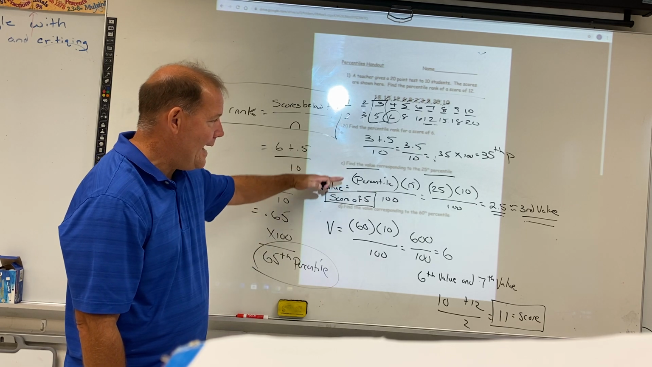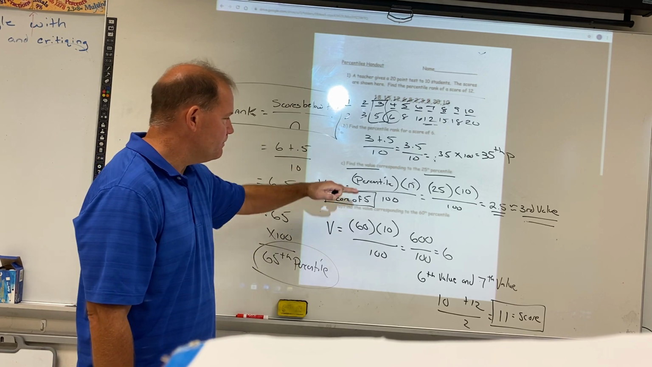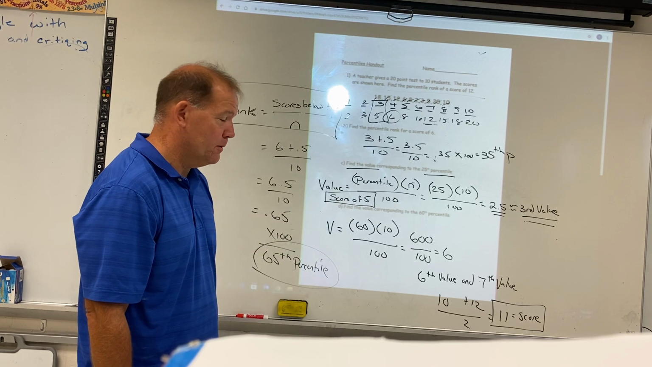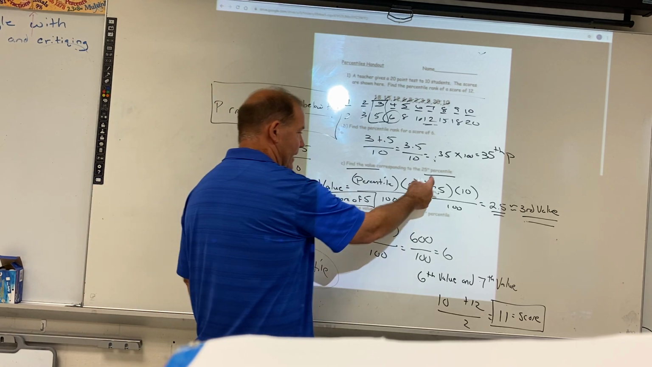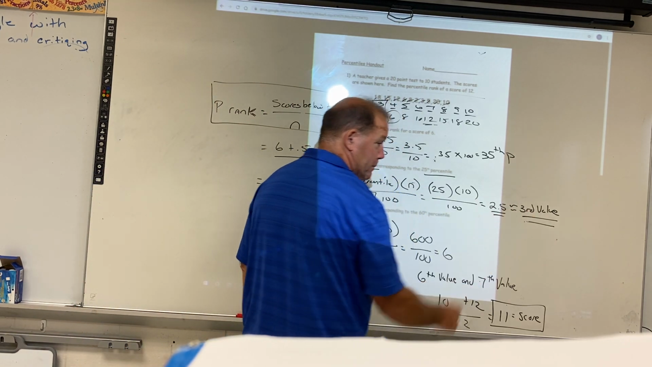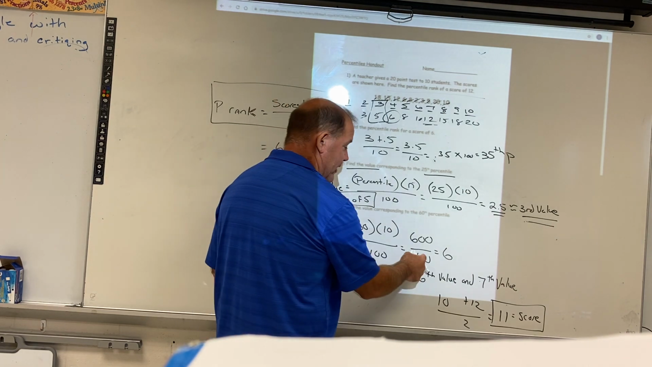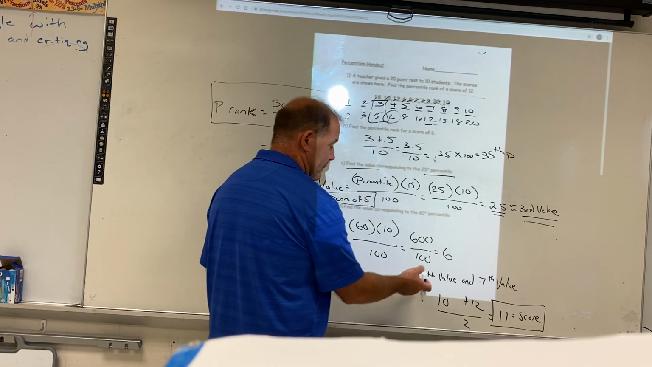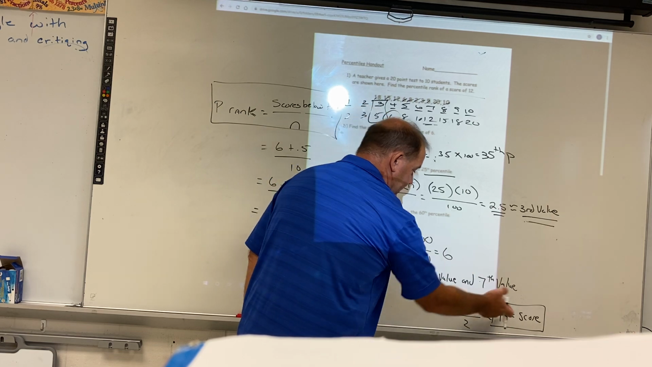So when I am finding the values for percentiles, if my value comes out to be a decimal, I round up. If my value comes out to be a whole number, I'm going to take that value and the next one and take the average of the two.